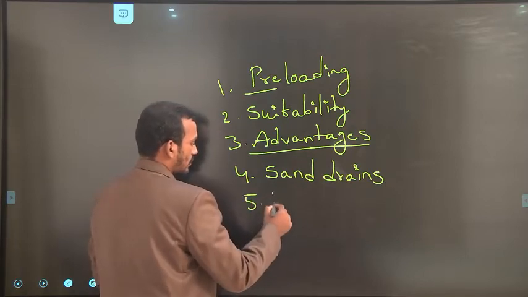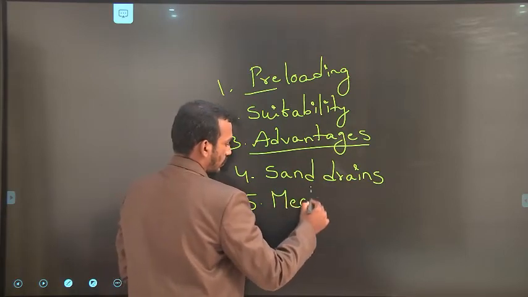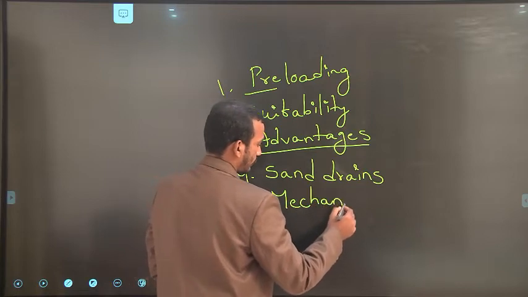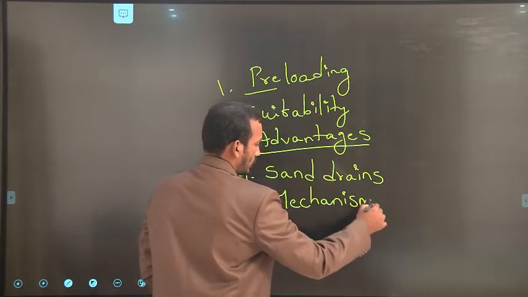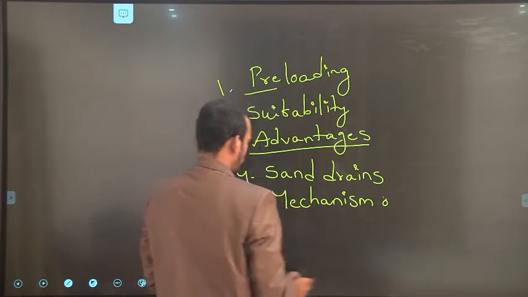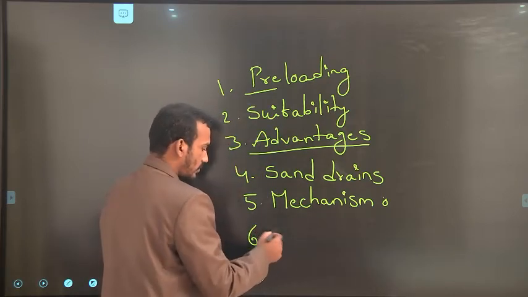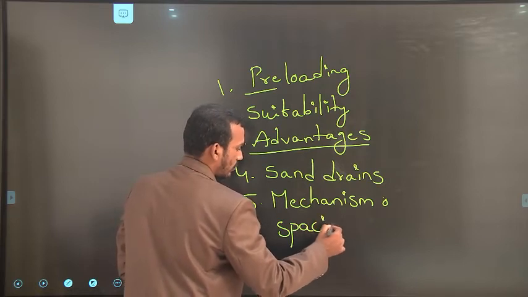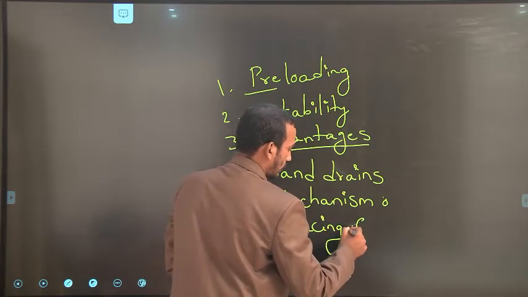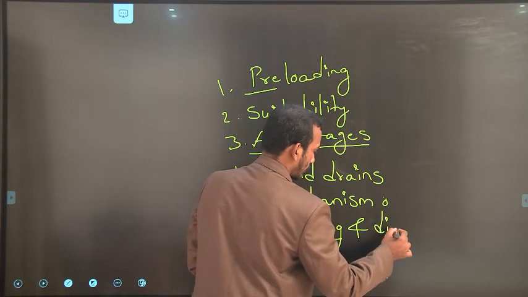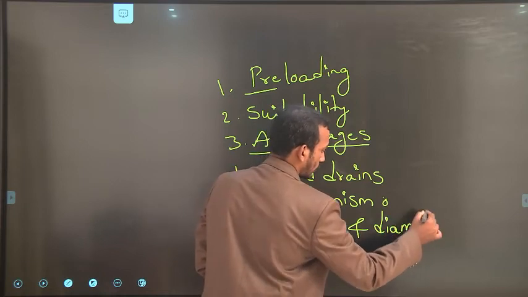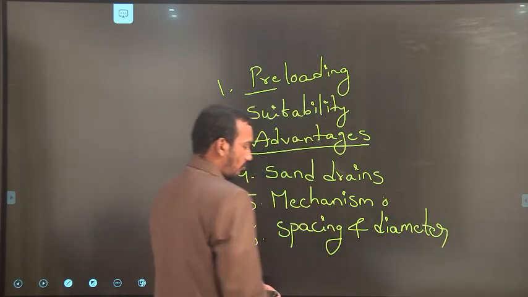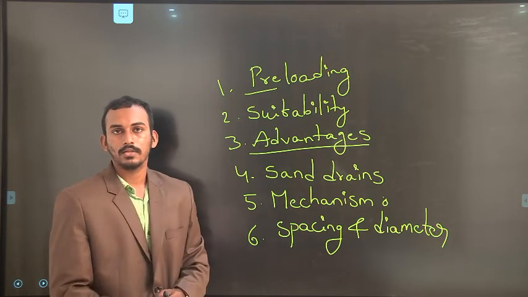Then what is the mechanism? How is the consolidation occurring? Mechanism. The next one is what is the spacing and what is the diameter of sand drains we need to provide. Spacing and diameter. In our class we discussed all these six chapters. Okay, thank you.